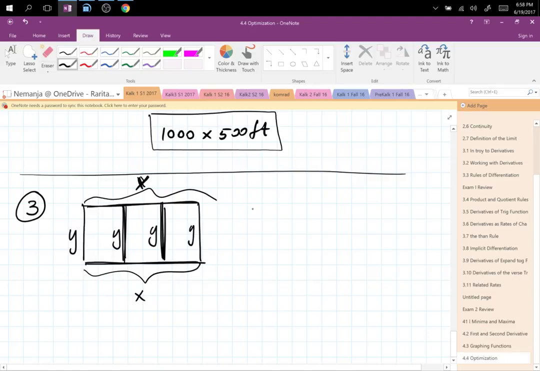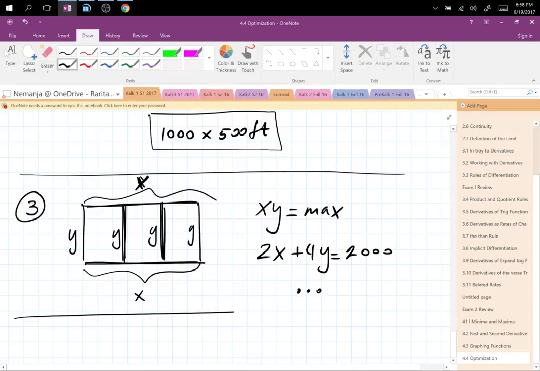So what is my area equation for maximizing? No, objective equation, the max. X, Y equals max still. Nice. And what is the other equation, the constraint? 2x plus 4y equals 2000. I'm just going to put 3 dots here because it's the same calculation.